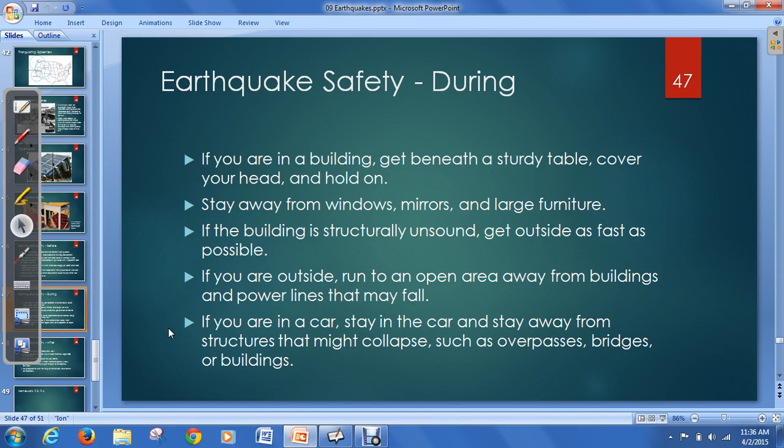If you're in a car, stay in the car and stay away from structures that might collapse, such as overpasses, bridges, or buildings. Okay, don't try to leave your car. It's generally safer just to stay inside as long as you're away from things, and just wait out the earthquake.